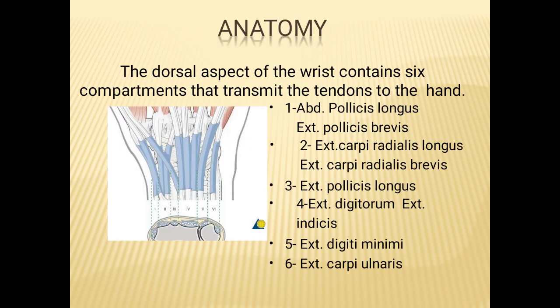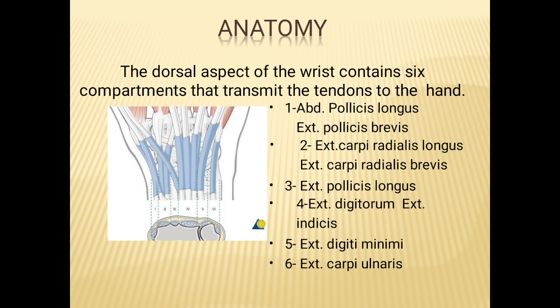We'll see the anatomy. Earlier I told you about the compartments in the dorsal aspect, not the ventral aspect. We have a separate compartment in the ventral aspect also. The dorsal aspect of the wrist contains 6 compartments that transmit the tendons to the hand. These are all the extensor tendons.